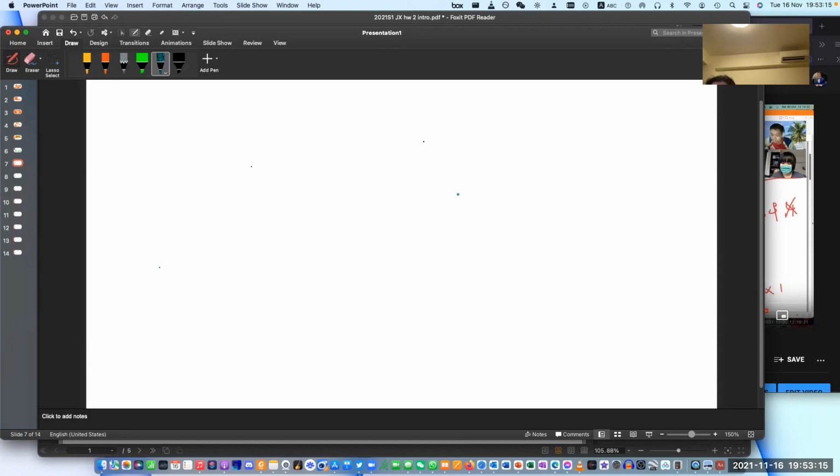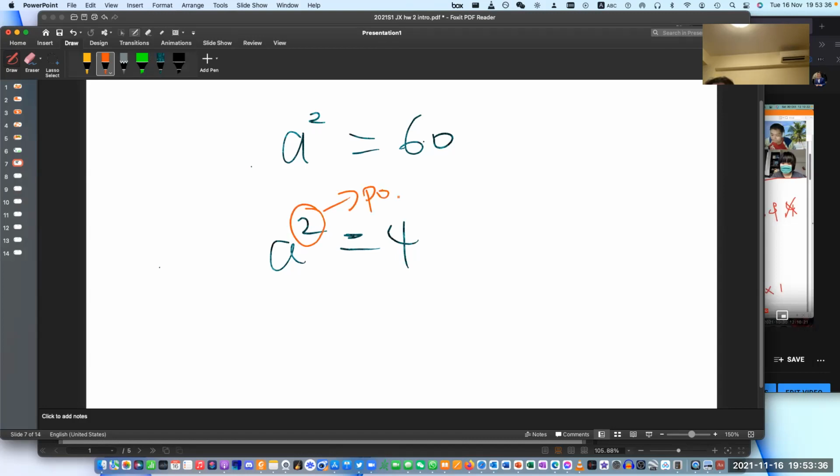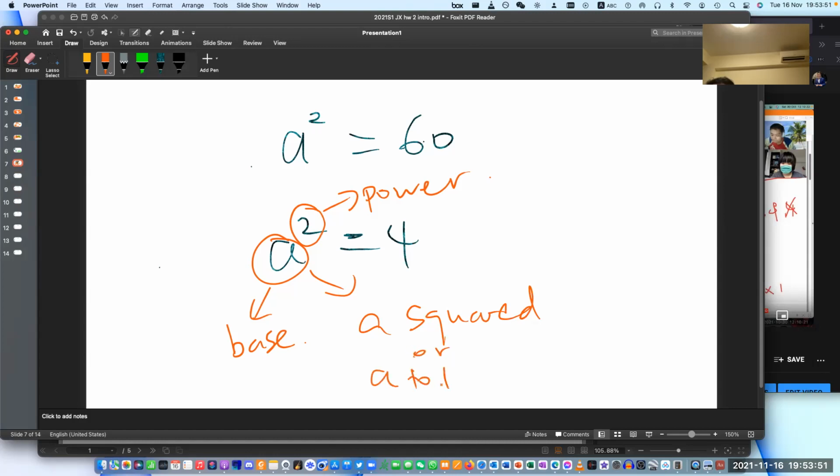All right. So I was saying a squared equals 60. Let's not do a squared equals 60, which is our question and your answer to the question. Let's do a squared equals 4 first. So remember, this is called the power. And this is called the base. In fact, this is a to the power of 2. That's how you read it. You can call it a squared, or you can read it as a to the power of 2.